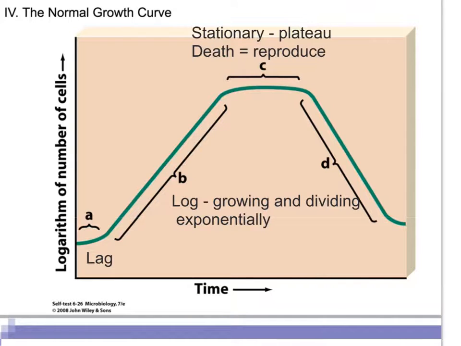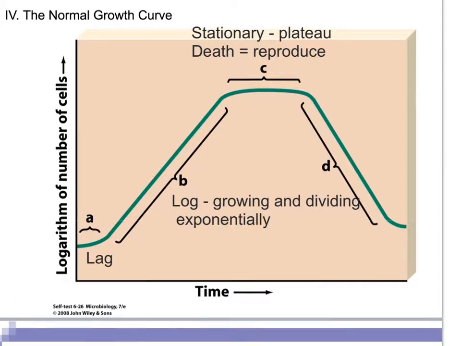Then part D is called decline. In decline, death exceeds reproduction. What's happening is you're running out of food. You might be running out of space, so they're crowded, but they're dying. Eventually it flattens out and they'll be all gone.